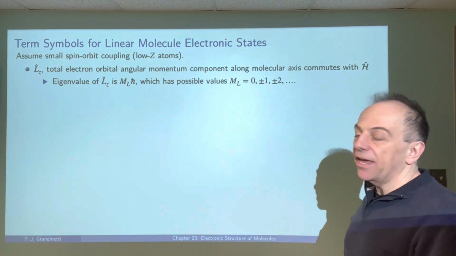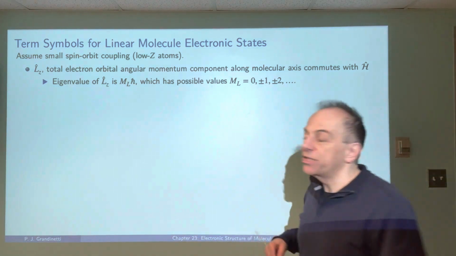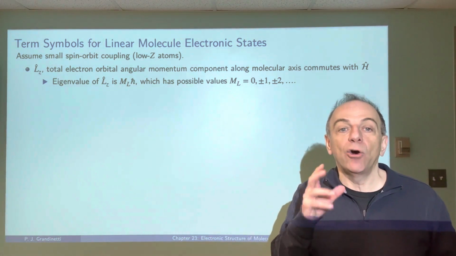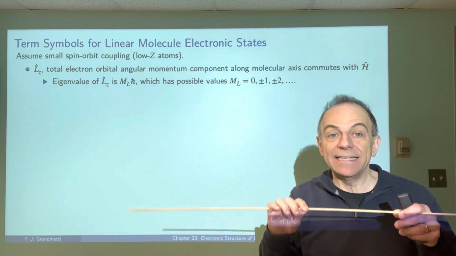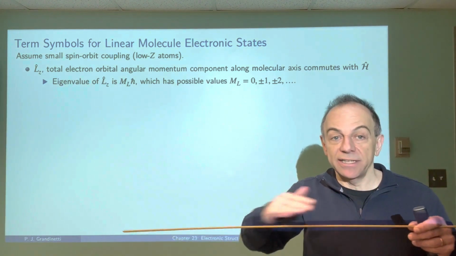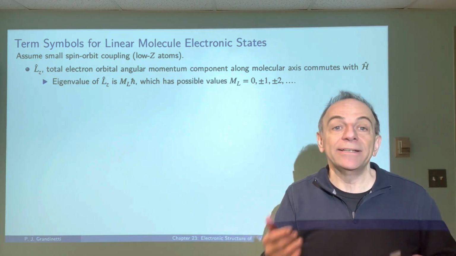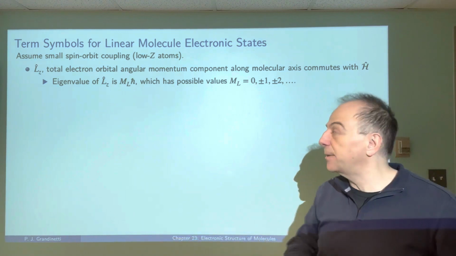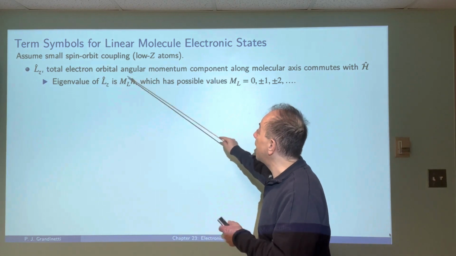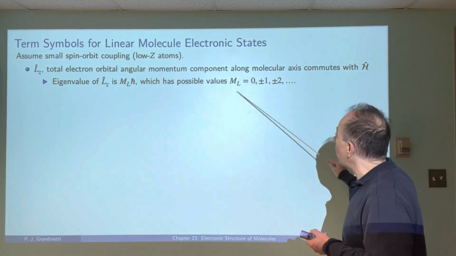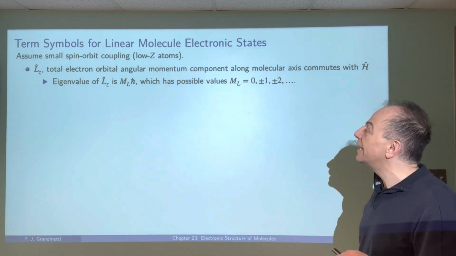But in this case, one operator that commutes with the Hamiltonian is the L_Z, which is the Z component of the orbital angular momentum, which is along the bond axis. So the bond axis is defined to be the Z axis, and so the L_Z, which is the Z component of the orbital angular momentum, commutes with the Hamiltonian. L, the total orbital angular momentum, doesn't commute, but the L_Z component does commute. So its quantum numbers are going to be good, and so this M_L times h-bar, which is its eigenvalue, has these quantum numbers capital M_L, which has values of 0, plus or minus 1, plus or minus 2, and so on.